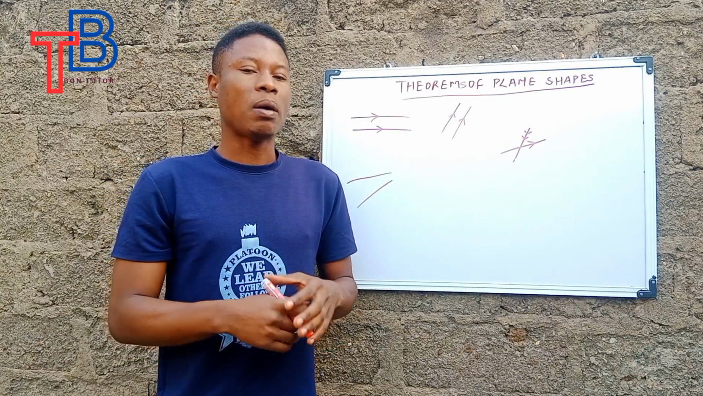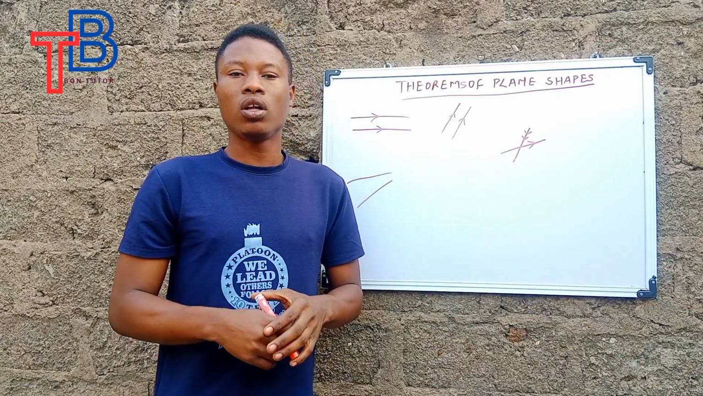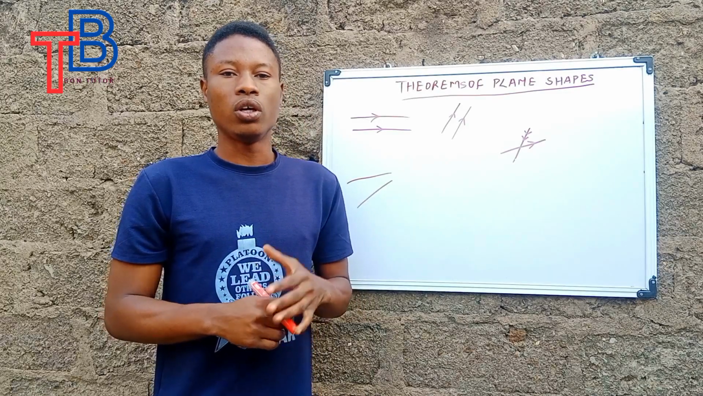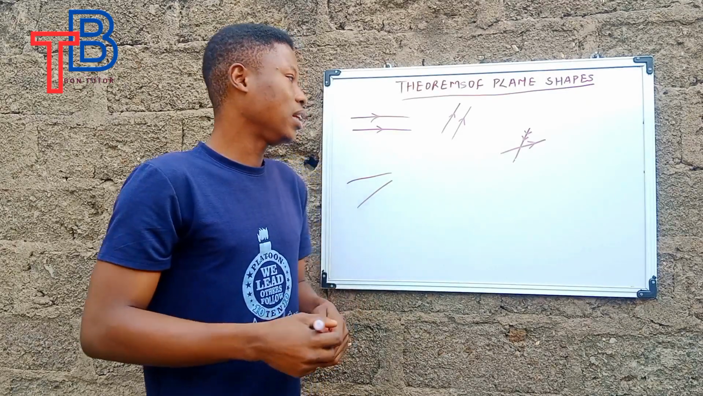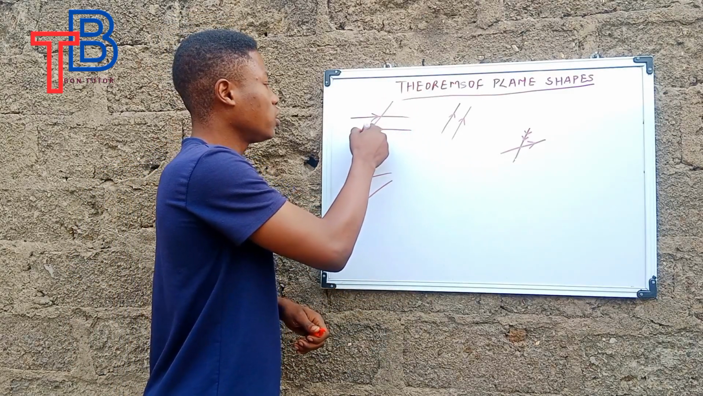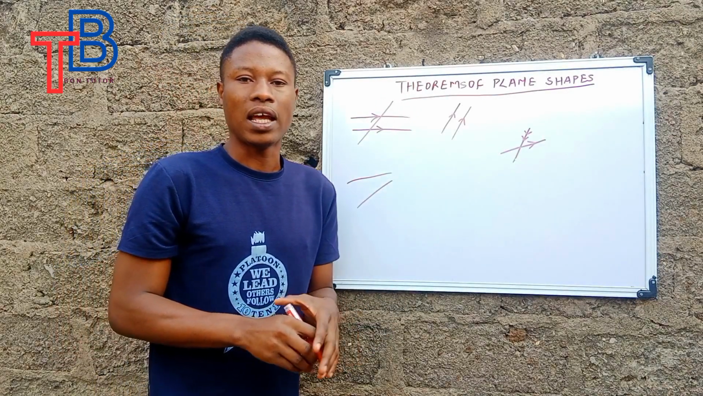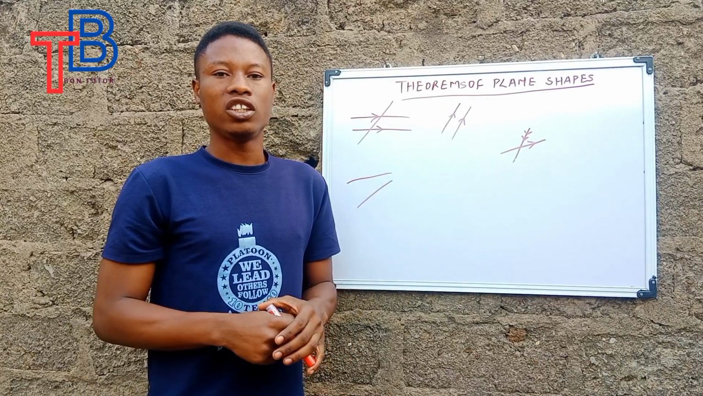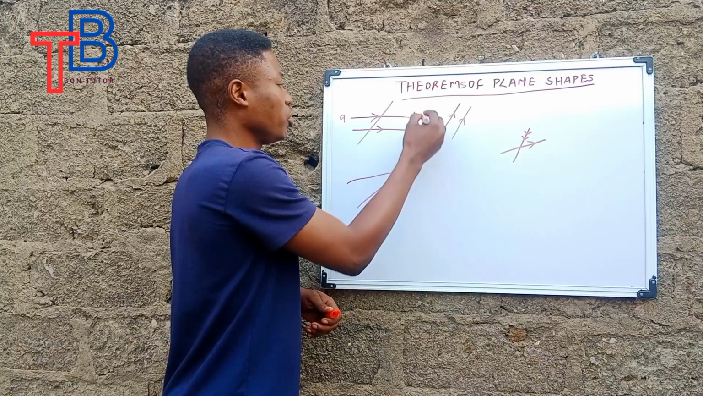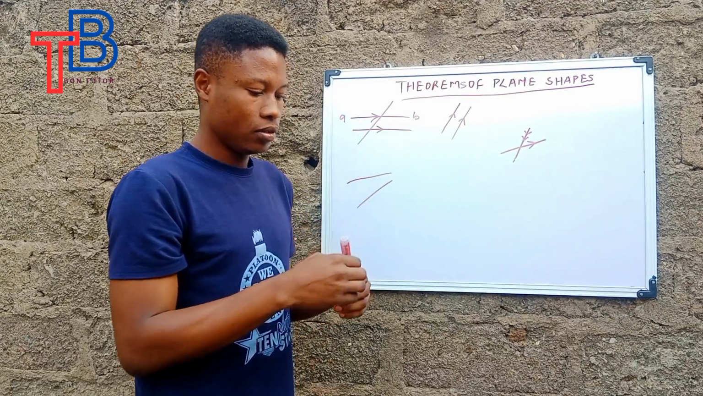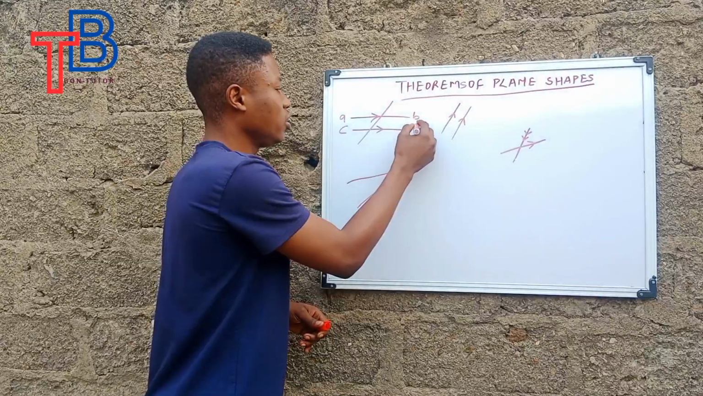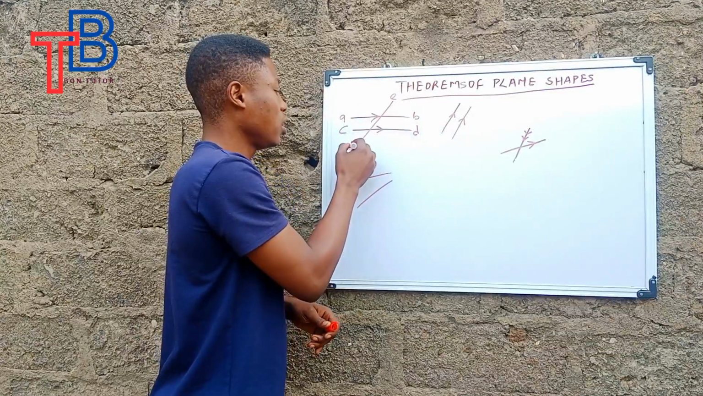And after we talk about parallel lines, now we move to what we call a transversal. A transversal is a line that cuts through parallel lines. Let's say you have these two parallel lines like this. Any line that cuts these two lines like this is called a transversal. So let's say this is line AB, this is line CD, this is line EF.